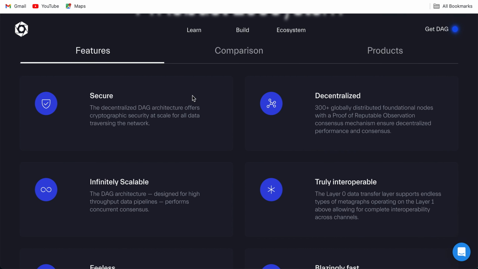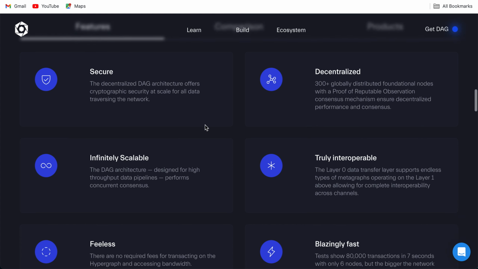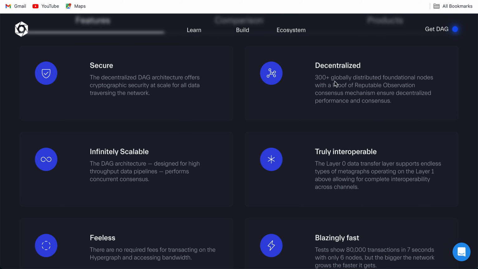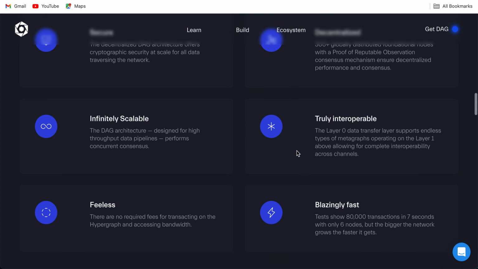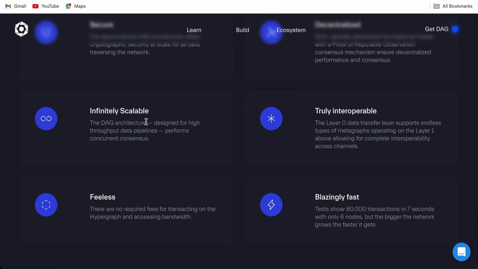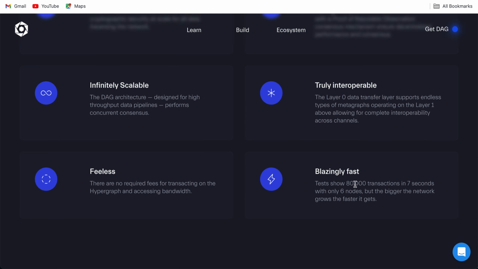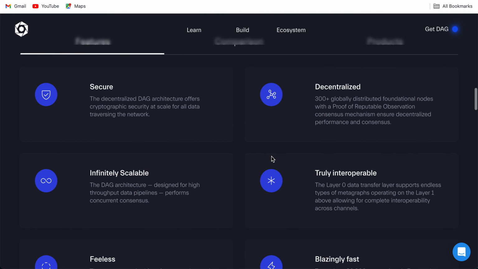What sets DAG apart? It is secure. This decentralized DAG architecture offers cryptographic security at scale for all data traversing the network. It is decentralized: 300 plus globally distributed foundational nodes with a proof of reputable observation consensus mechanism ensure decentralized performance and consensus. Truly interoperable, infinitely scalable, feeless, blazingly fast. Tests show 80,000 transactions in 7 seconds with only 6 nodes. But the bigger the network grows, the faster it goes.